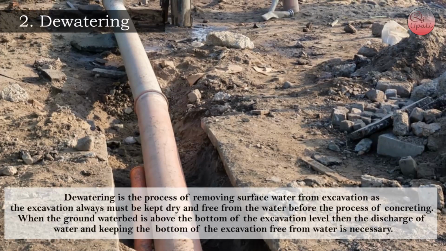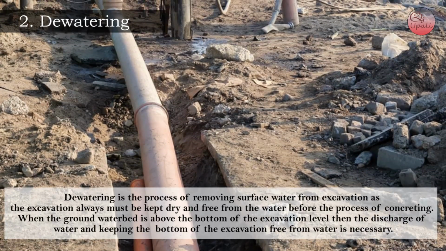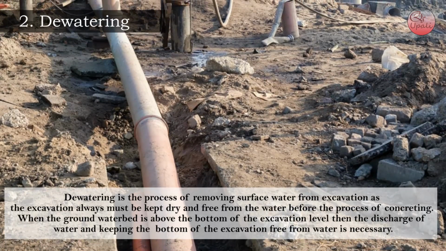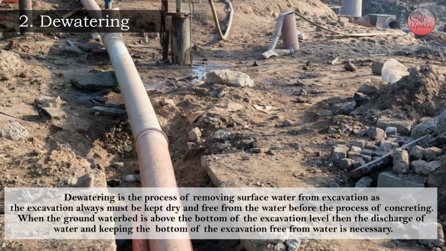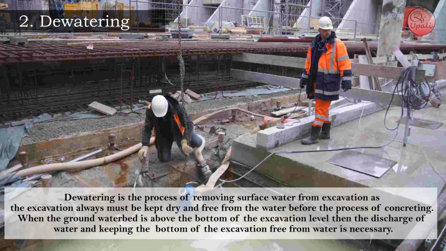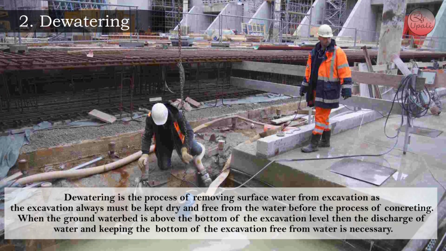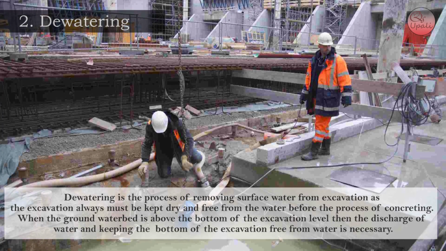2. Dewatering. Dewatering is the process of removing surface water from excavation, as the excavation always must be kept dry and free from water before the process of concreting. When the groundwater bed is above the bottom of the excavation level, then the discharge of water and keeping the bottom of the excavation free from water is necessary.